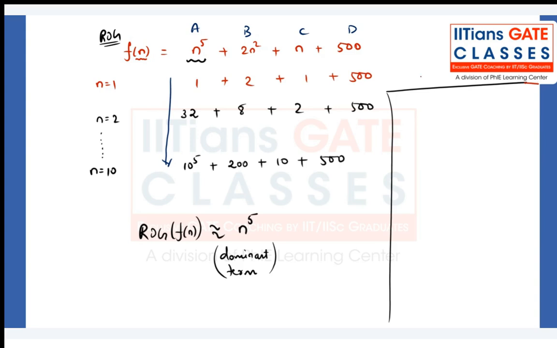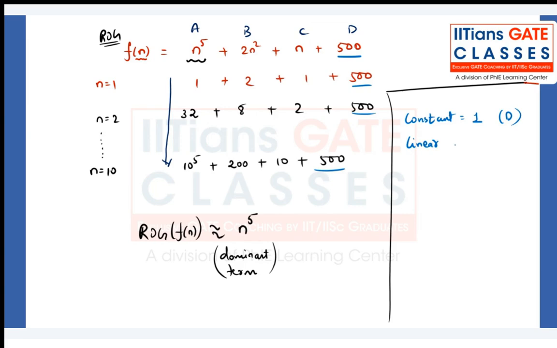And different types of rates of growth include constant. Okay, what would be constant? Constant would mean there is no growth. With increasing input size, there is no growth. In this particular example, among A, B, C, D, which term has a constant rate of growth, which is not changing? Exactly, D. It is not changing with increasing input size. No matter what input size you take, this 500 will remain constant.